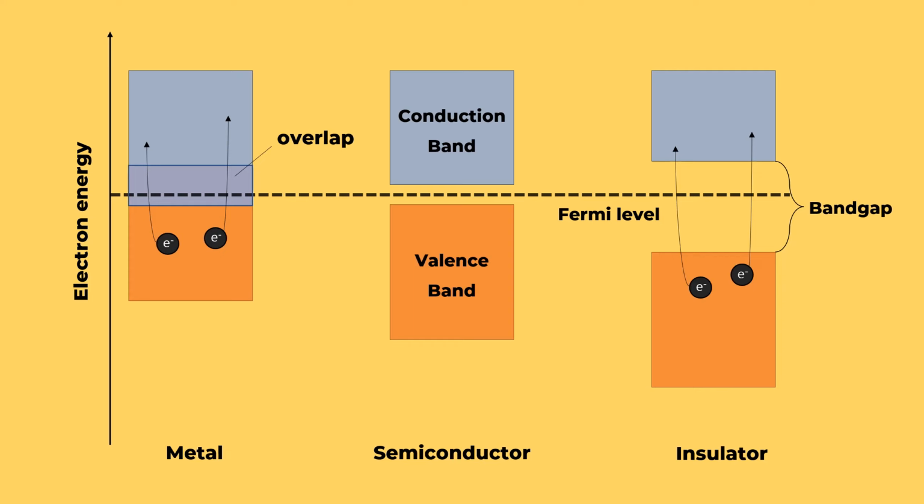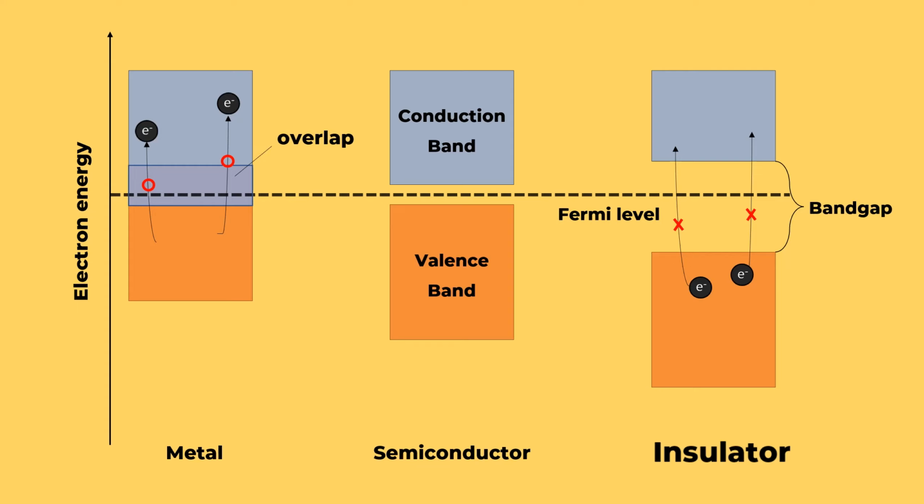For conductors, both conduction band and valence band overlap, so electrons can freely move to another state, which makes conduction. For insulators, there is a band gap between conduction band and valence band, so electrons cannot freely move to other bands. They are localized. In this video, we are interested in these insulators.